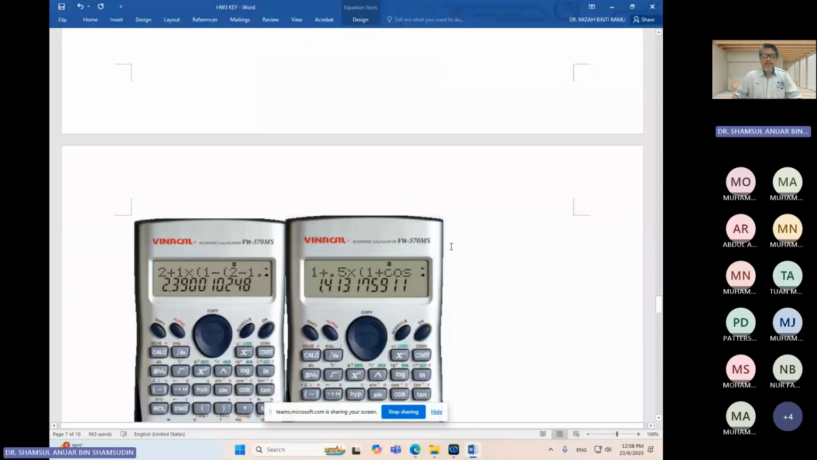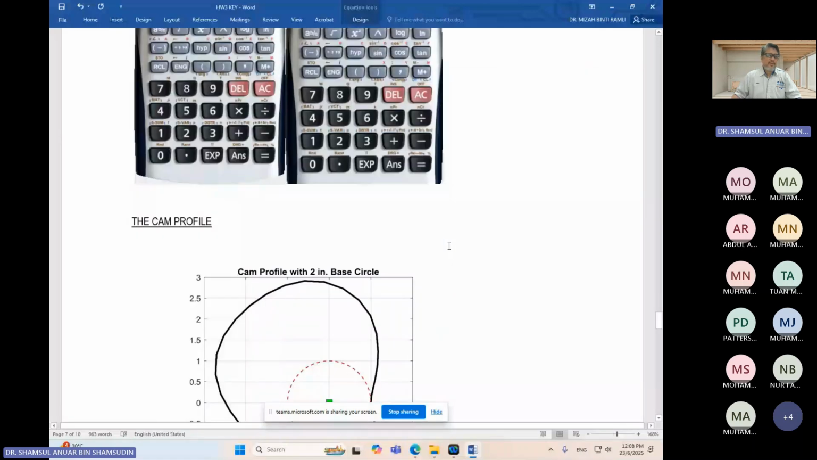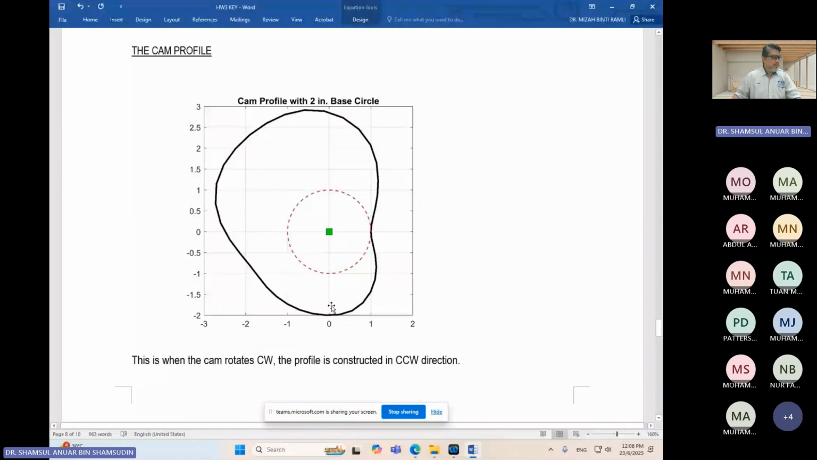Anyway, if you do it correctly, you can come up with something like this. Isn't it beautiful? I think it's beautiful. A beautiful bean-looking kind of thing. In the middle, the red circle is the base circle. Here I choose a base circle of 2 inches. And I construct it with 0 degrees towards east and go counterclockwise.